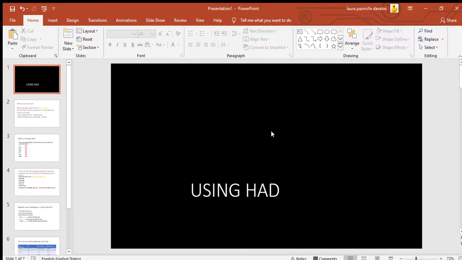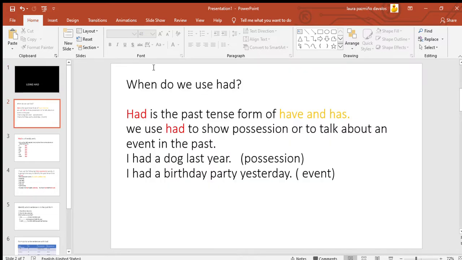Today we are going to learn about the use of had. Had is the past simple form of the verb to have. When do we use had? Had is the past tense form of have and has. We use had to show possession. That means something that belongs to you, or you possess something. Or to talk about an event in the past.